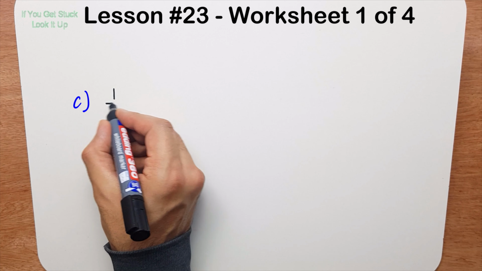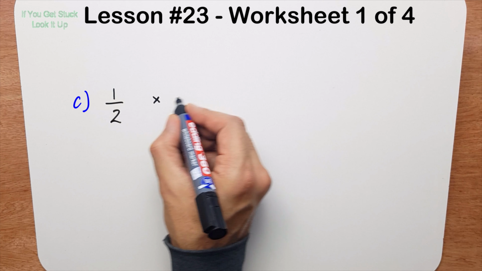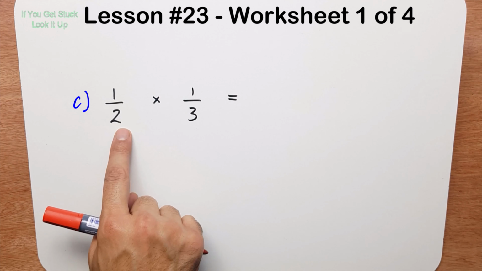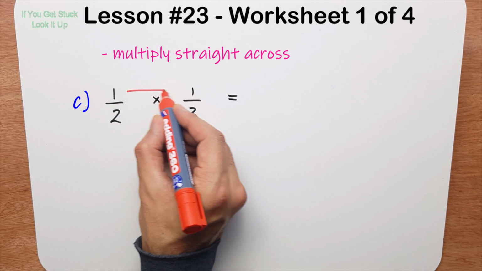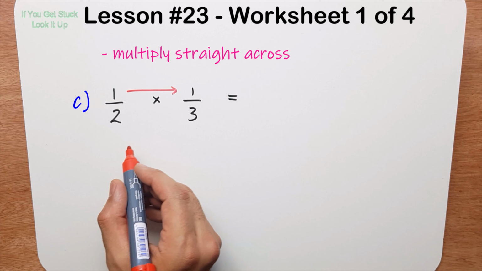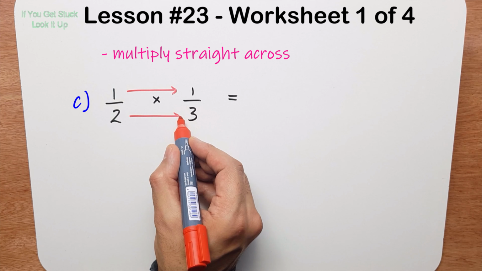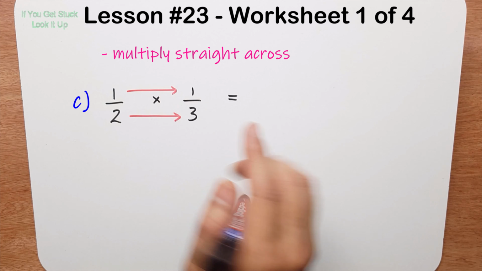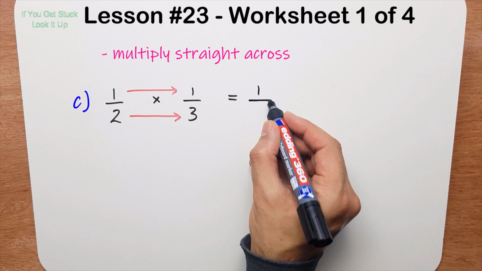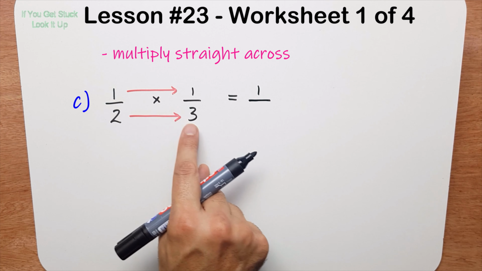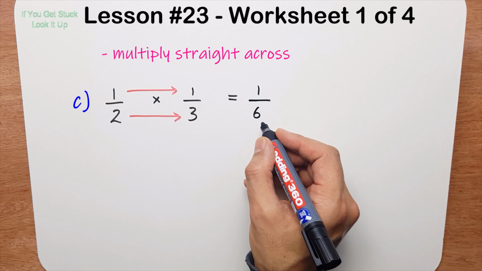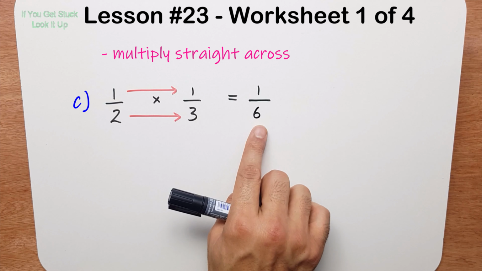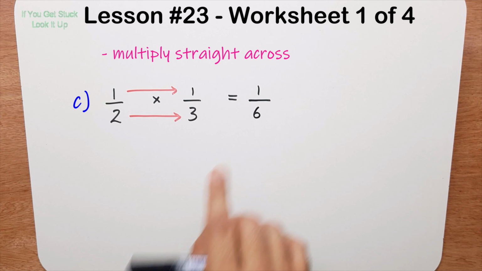My next fraction is 1/2 times 1/3. And remember what we said with multiplying, you multiply straight across. Numerator by numerator and denominator by denominator. So 1 times 1 is 1, that's the numerator. 2 times 3 is 6. So 1/2 times 1/3 is equal to 1/6.